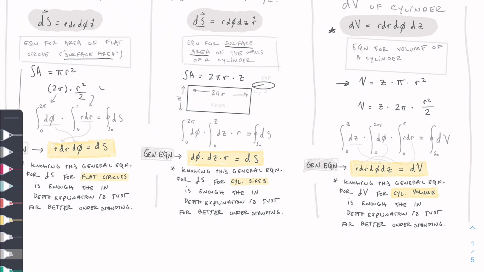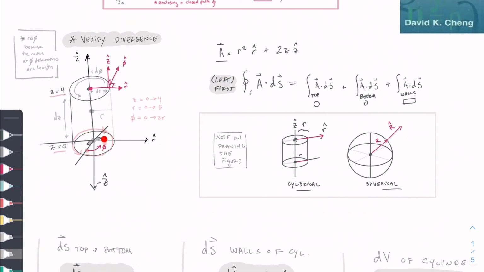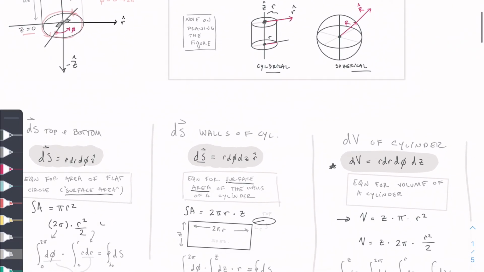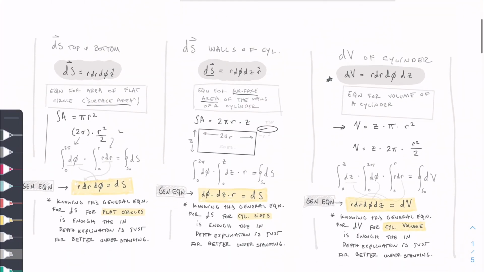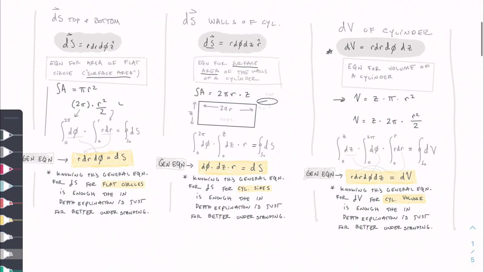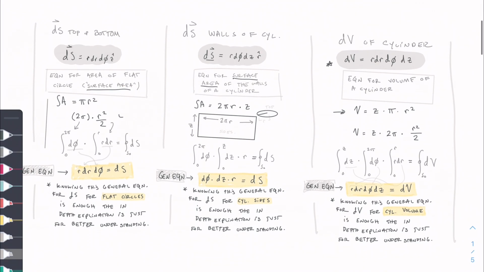This would represent a general cylinder with a height from 0 to z, an angle from 0 to 2 pi, and a radius from 0 to r. So it's just a little bit of background. You don't have to derive these, obviously, from the surface area equations.